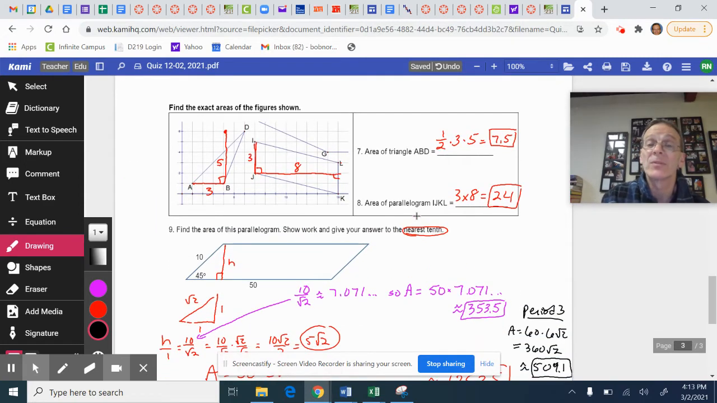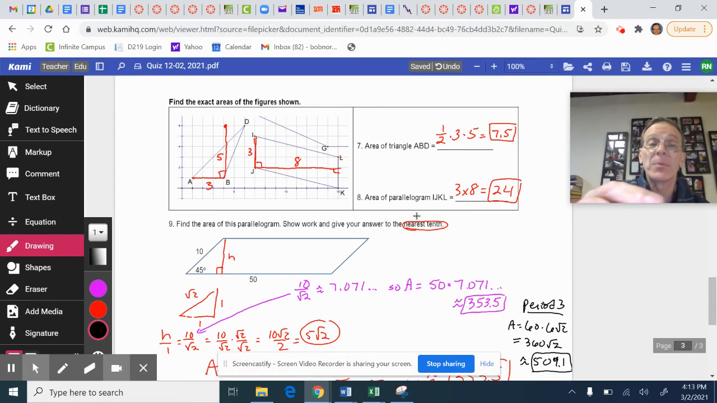Let's talk about number 7 and 8, which a lot of people got wrong. Number 7, area is 1/2 times base times height. That's the formula for a triangle, 1/2. Some people just plain old forgot the 1/2. You didn't get any partial credit for this problem. It was 1 point. You either got it right or you got it wrong. If you used the wrong formula, you got it wrong.